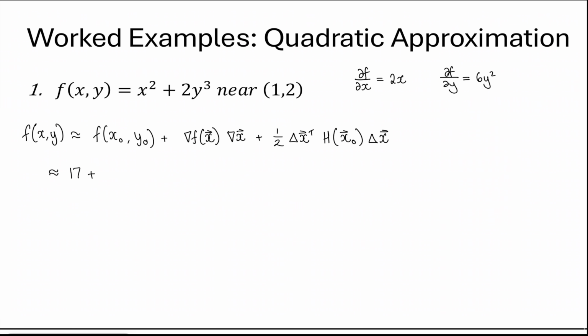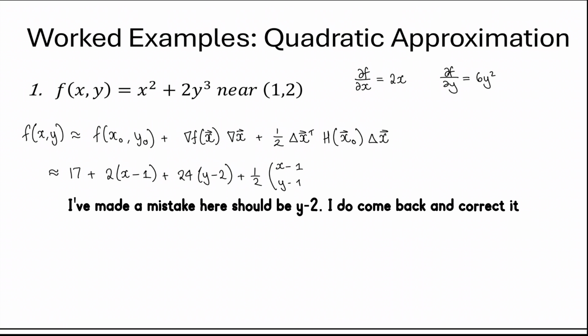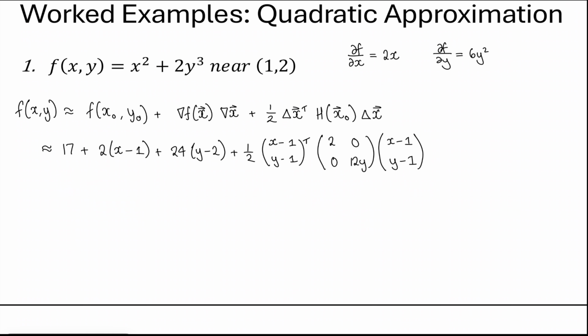And so we get 2(x − 1) + 24(y − 2) + 1/2 (x − y, y − y)ᵀ, the Hessian, which is just going to be 2, 0, 0, and then 12y, and then (x − y, y − y). If we substitute 2 as y, we just get 24 over here.